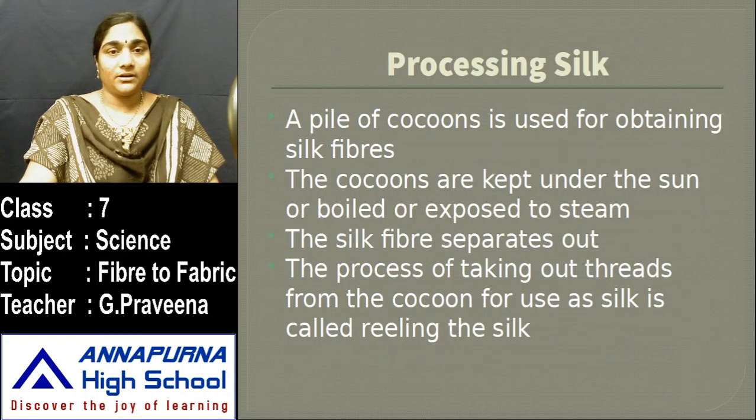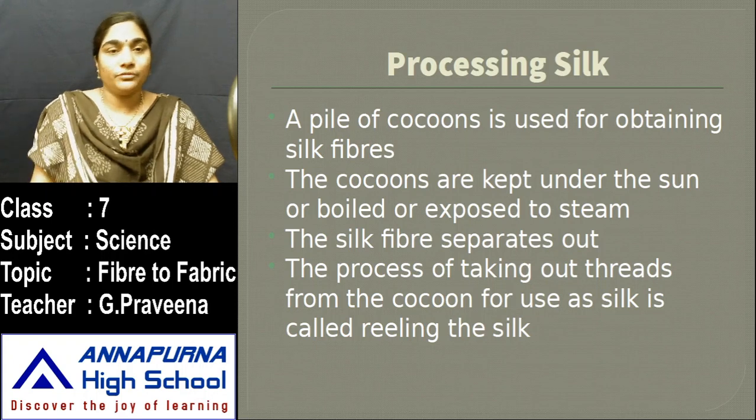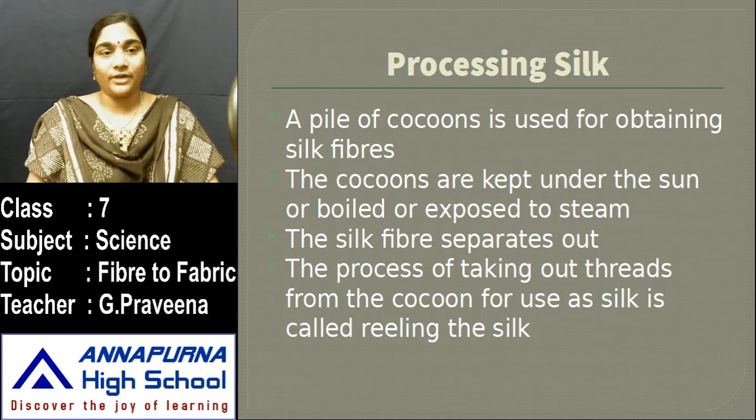Once the fiber has formed around the silk moth, these cocoons are processed to extract the silk fiber from the cocoon. So what is being done? A pile of cocoons is used for obtaining silk fibers. First the cocoons are kept under the sun, or boiled, or exposed to steam, so that the silk fibers separate out. After this process we can take out the threads from the cocoon and use them as silk. This process is called reeling the silk.